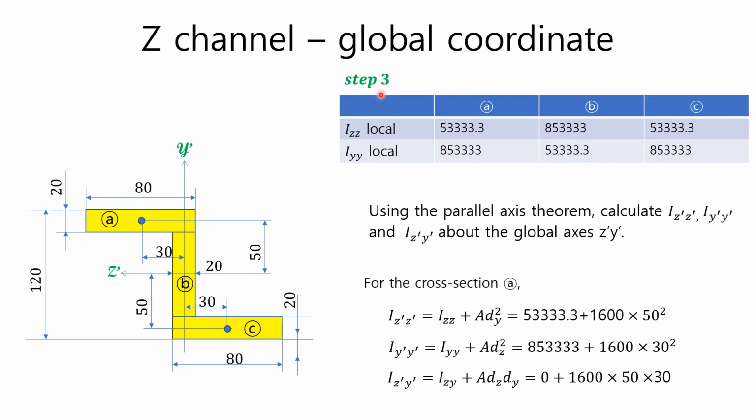In step 3, we calculate the second and product moment of area for the global coordinate system. Using the parallel axis theorem, we can calculate the second moments and the product moment of area with respect to the global axis z prime, y prime. For example, using the parallel axis theorem for the cross-section A, all the moments of area can be calculated as shown here.